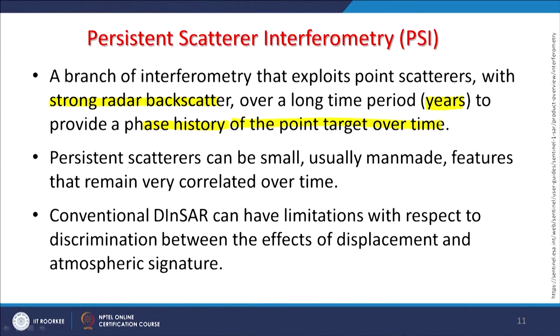Though the conventional, why this technique sometimes is found better, because conventional DInSAR can have limitations with respect to discrimination between the effect of displacement and atmospheric signatures, because between those two dates a lot of atmospheric conditions might change. Though we are using long waves, generally these should not get affected by atmospheric factors, but because of heavy clouds or some other reasons they may get affected. So, in PSI these effects are minimized.